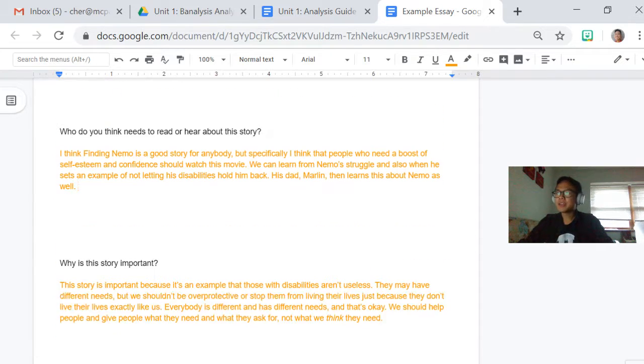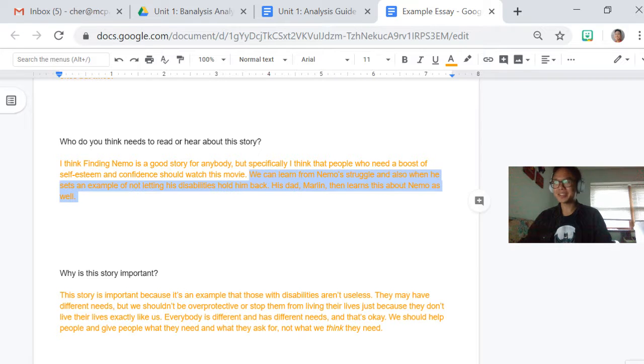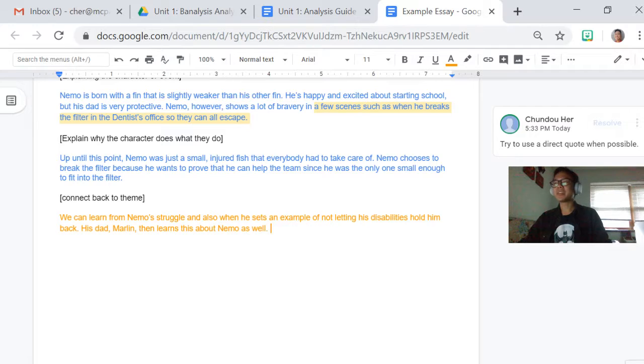So I think Finding Nemo is a good story for anybody, but specifically I think that people who need a boost of self-esteem and confidence should watch this movie. We can learn from Nemo's struggle and also when he sets an example of not letting his disabilities hold him back. His dad, Marlin, then learns this about Nemo as well. Huh. All right. I don't remember writing this because it was a while ago, but I kind of like what I wrote right here. I think I'm actually going to copy and paste this sentence down here and see what that gets me.